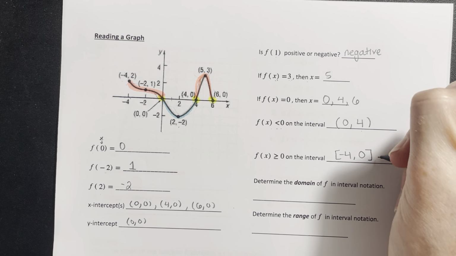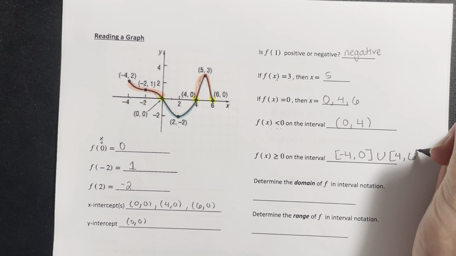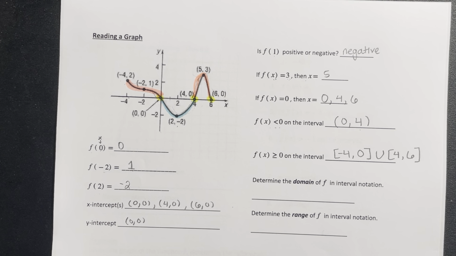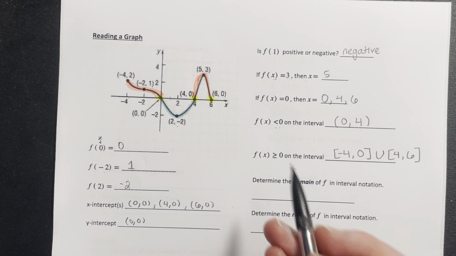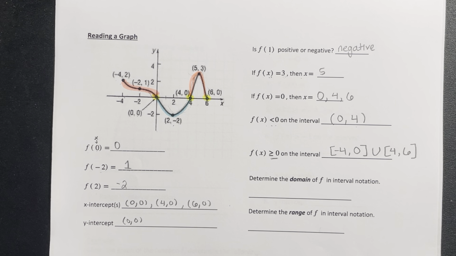So we would do union bracket 4, comma 6 with a bracket. Both of these sections would show when the function is greater than or equal to 0. And then lastly, we're asked about the domain and range.